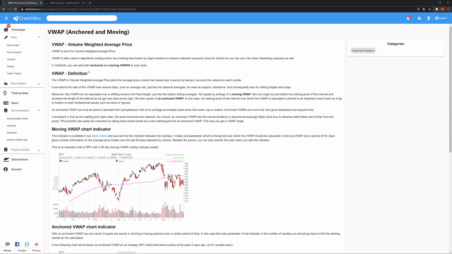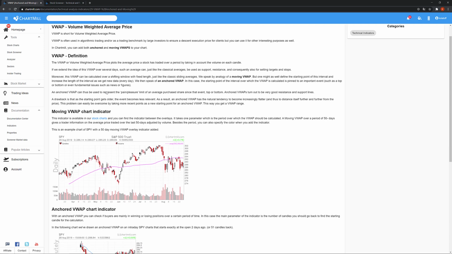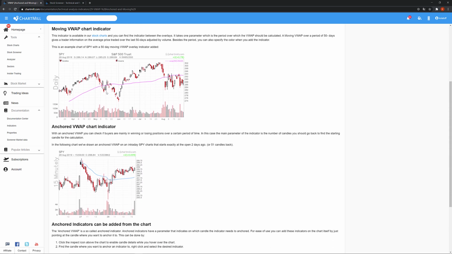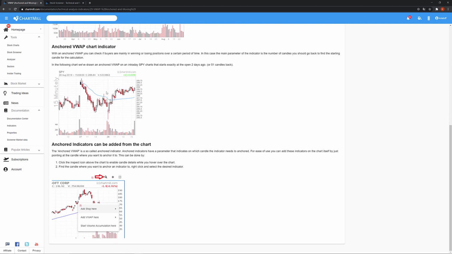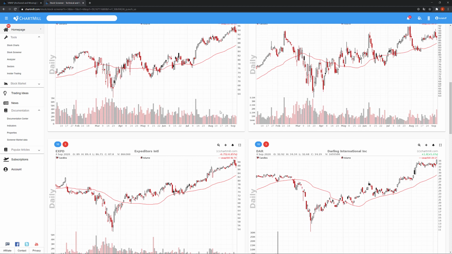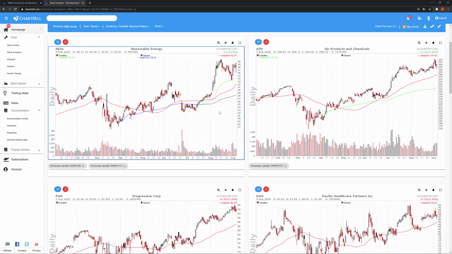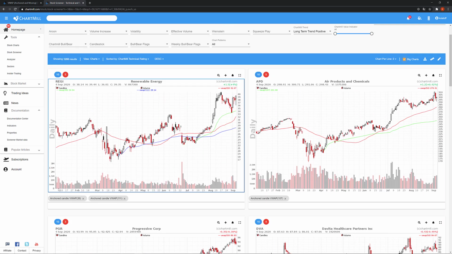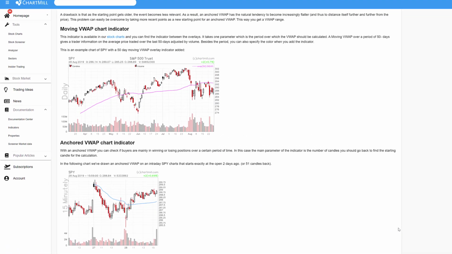There is already an article published on the site in which we go into the moving and anchored VWAP in some detail. In this video we take a closer look at how to use them in the stock screener. Moreover, we will look at how you can incorporate the moving or anchored VWAP in your own trading strategy to spot low-risk swing trading setups.